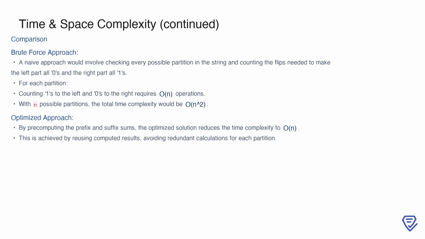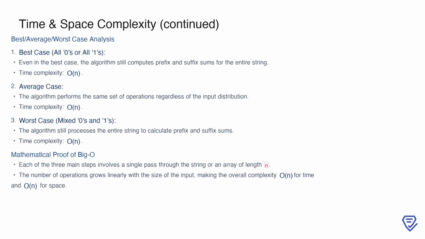In contrast, the optimized approach leverages pre-computed prefix and suffix sums, which eliminates redundant calculations. By reusing these results, the algorithm reduces the time complexity to O(n), making it significantly faster than the brute force method. Analyzing the algorithm further, we see that the time complexity remains consistent across all possible input cases.